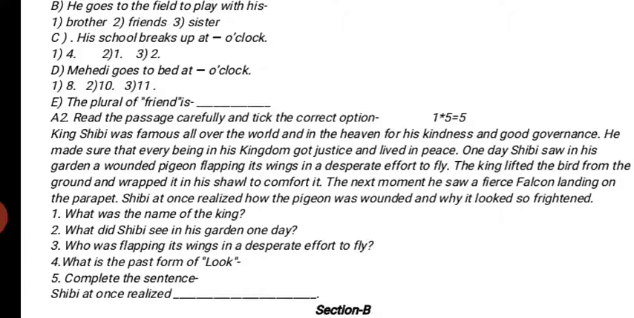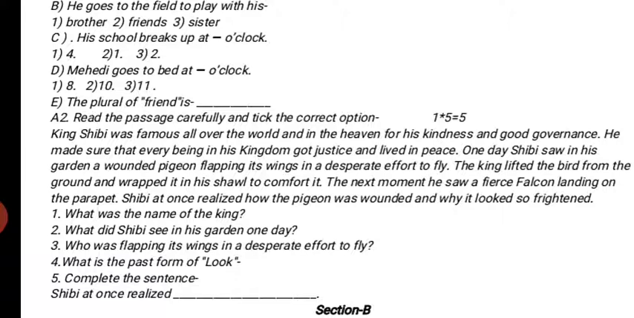Now moving ahead to question number 2, A2. Read the passage carefully and tick the correct option. King Shivi was famous all over the world and in the heaven for his kindness and good governance. He made sure that every being in his kingdom got justice and lived in peace. One day Shivi saw in his garden a wounded pigeon flapping its wing in a desperate effort to fly. The king lifted the bird from the ground and wrapped it in his shawl to comfort it. The next moment he saw a fierce falcon landing on the parapet. Shivi at once realized how the pigeon was wounded and why it looked so frightened.